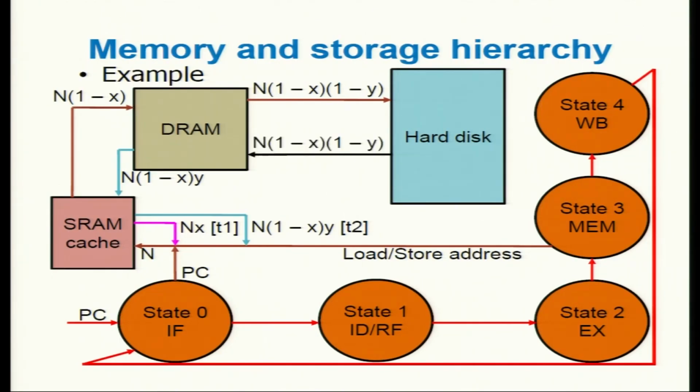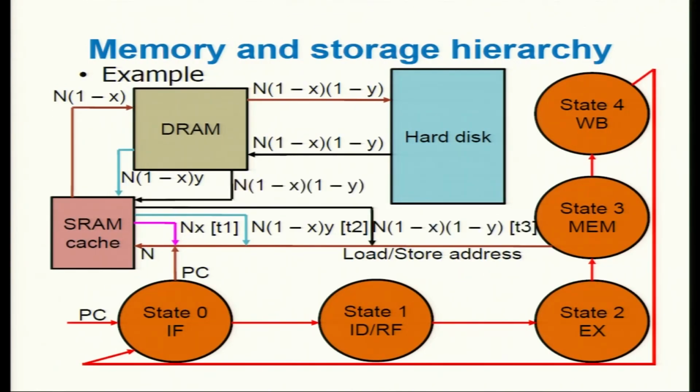So it returns back to DRAM, DRAM forwards that back to SRAM, and the SRAM forwards that back to the processor. Let's assume that the time taken here is t3, the round trip. One thing to keep in mind is that when something is returned back, that is also filled in that particular level. For example, this amount of data, which was not there in DRAM, when it comes back from hard disk, it will be filled in DRAM.